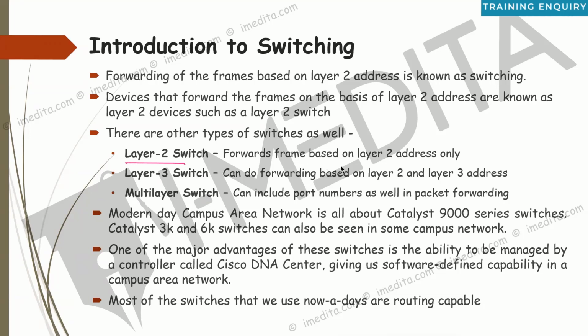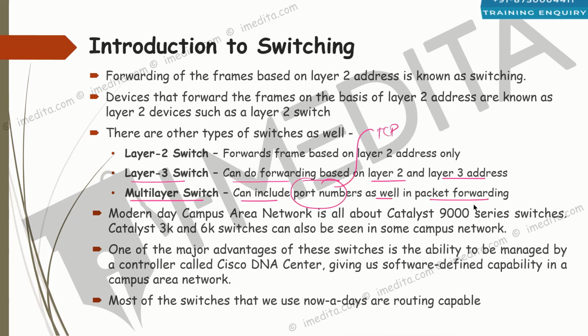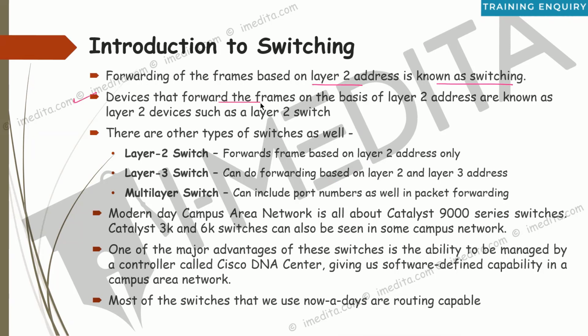Layer 2 switches forward the frames based on the layer 2 address. Layer 3 switches can do the forwarding based on both layer 2 and layer 3 addresses. And the multi-layer switches can include the port numbers, TCP UDP port numbers, as well in the packet forwarding decision. Right? So forwarding of the frames based on layer 2 address is what we call switching. And any device that forwards the frame based on the layer 2 address is known as a layer 2 device. The most commonly utilized layer 2 device is called a layer 2 switch.